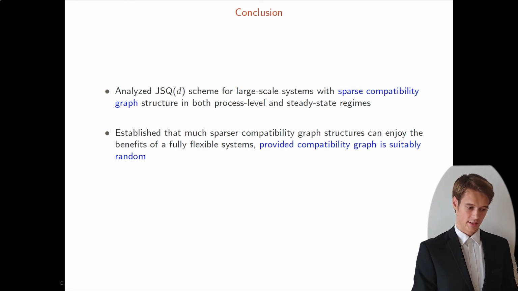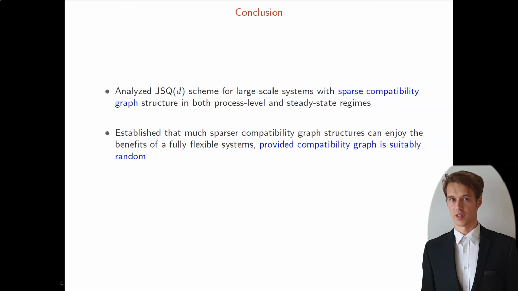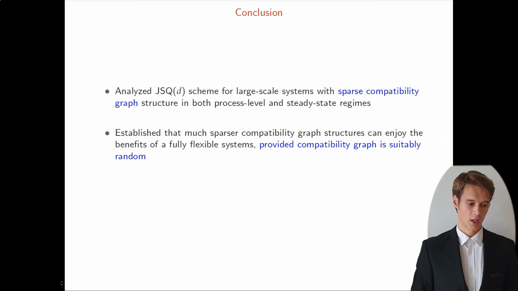We also show that these compatibility constraints actually have the same performance benefits of a fully flexible system. We need the graph to be sufficiently random to actually satisfy our condition to be able to show this.